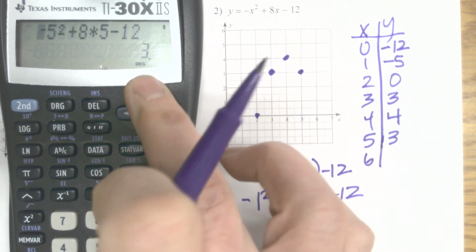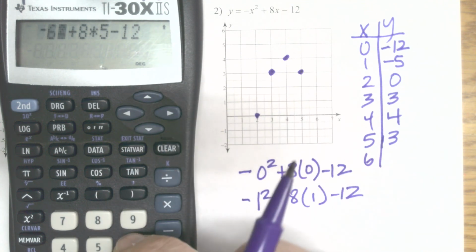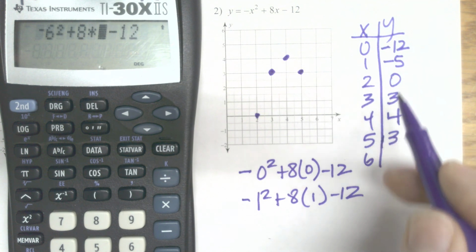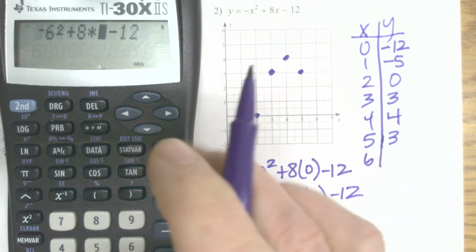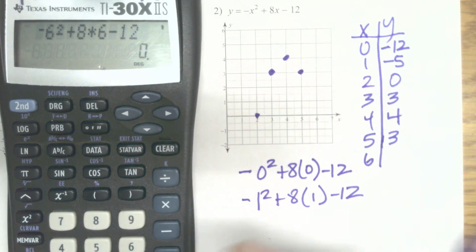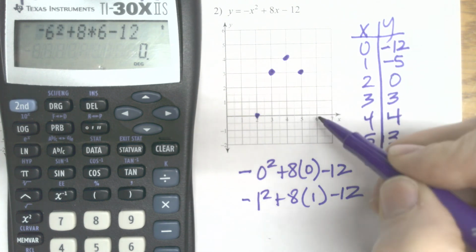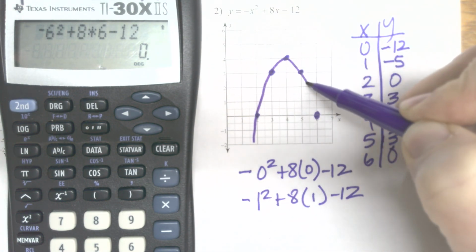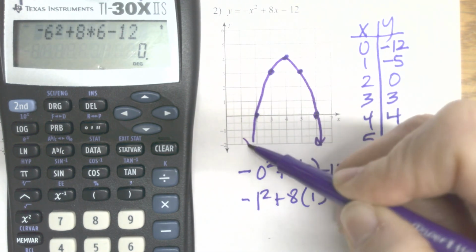I'm going to keep that on there because I didn't get a whole lot of points, but if I plug in 6, it's going to start repeating that way again. I'm going to probably get 0 on this one. 6. And yep, sure enough, 6, 0. So I got enough points that I can get a feel for this, how it's changing direction.